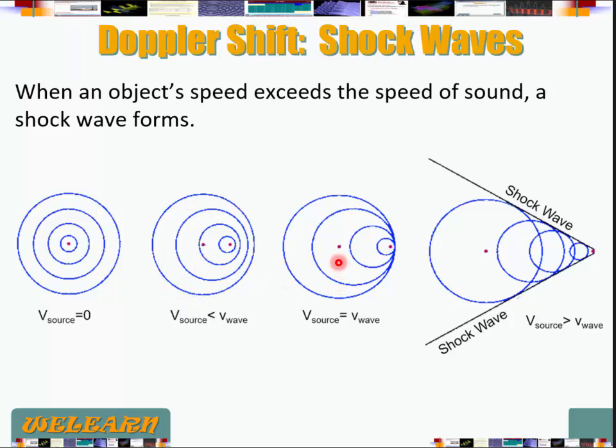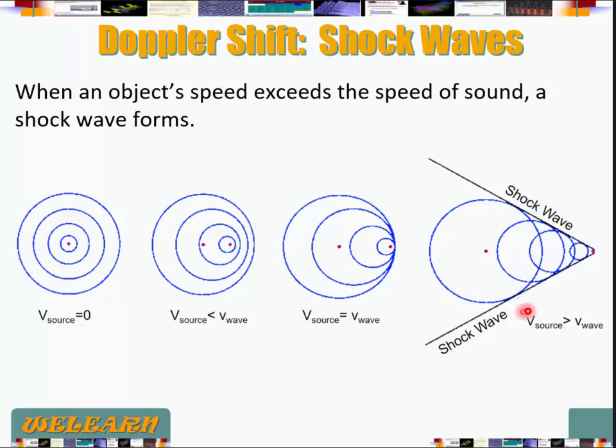Now, what if the source moves exactly at the same speed as the wave? So it's somewhat like this, but in this case, all the wave fronts are going to be compressed here in one location. Since the source is moving at the same speed, the wave front is not going to be able to move away from the source. So the source and the wave front are following each other.